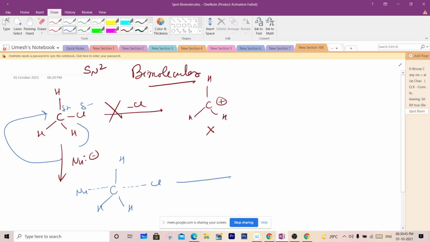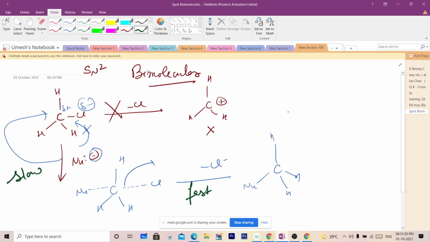It will not attack from the front side for two reasons. Number one, steric hindrance, and number two, there is a negative charge here and a negative charge there, and they will repel each other. So Cl negative goes out and the nucleophile is attached here. In this process, the first step is slow and the second step is fast.